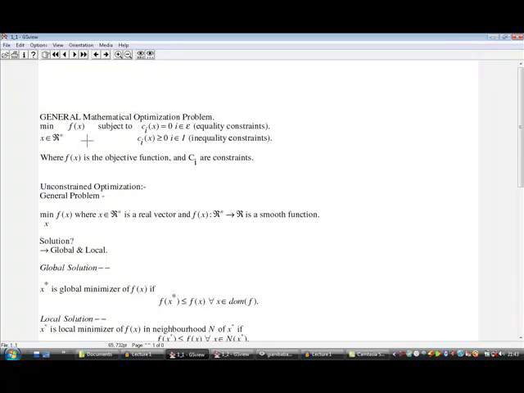Then I will discuss the problem of constrained optimization, and then we will discuss linear programming and topics such as quadratic programming for solving mathematical optimization problems. There is another lecture series on convex optimization if you are interested. So let's get started with this general mathematical optimization problem.